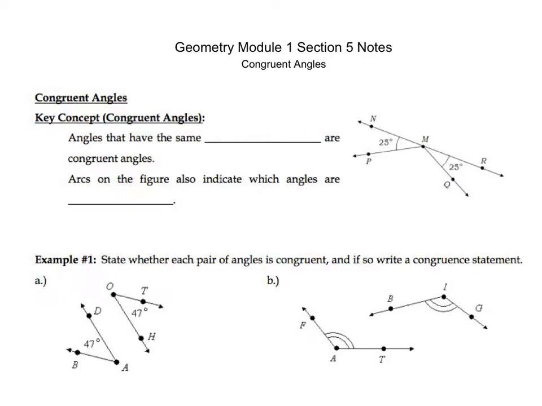In section 5, we're going to talk about congruent angles. When we talk about congruent angles, there are angles that have the same measure. And then we also have arcs on the figure, which also indicate which angles are congruent.